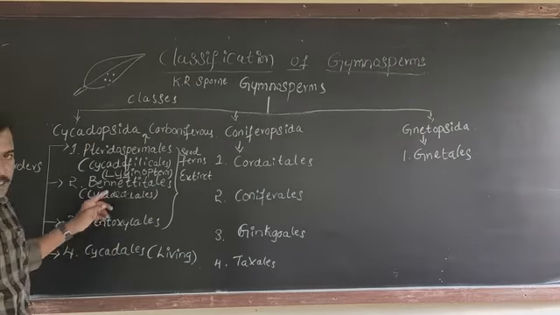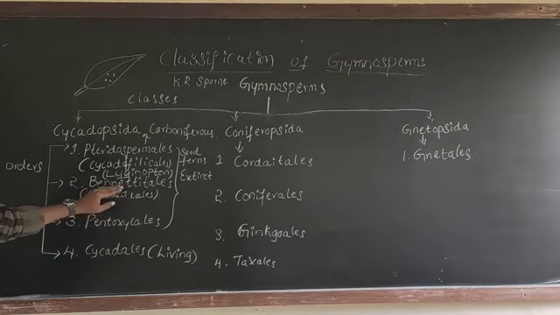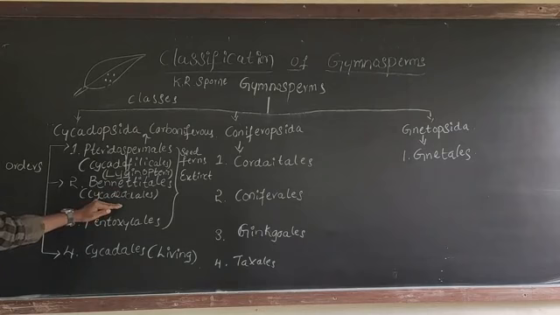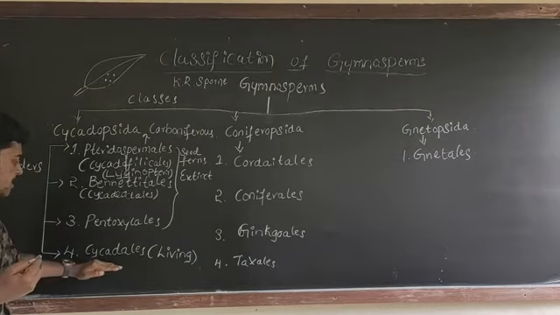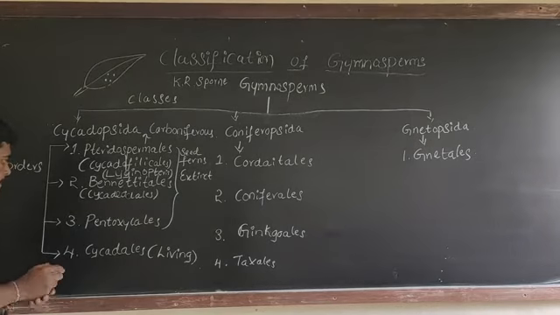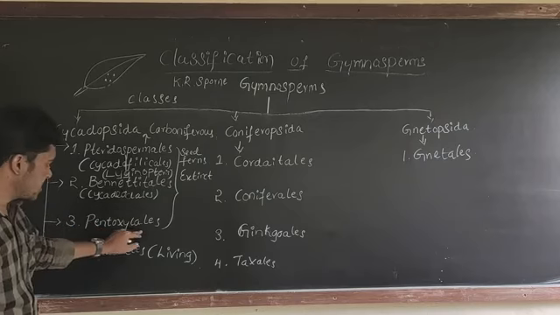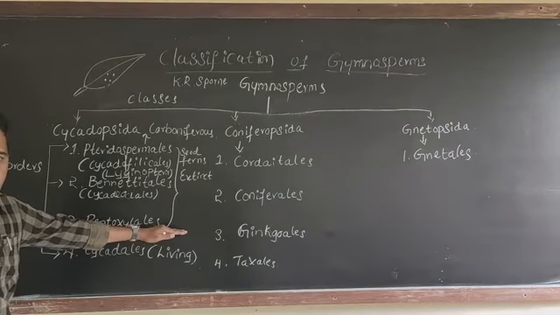The order Benetitales, also known as Cycadioideales, is also extinct. The living forms of this order are not present. These Benetitales or Cycadioideales show characters exactly similar to those of Cycadales members. Next, coming to the order Pentoxylales, the plants belonging to this order are also extinct.